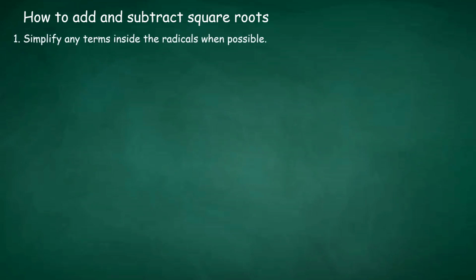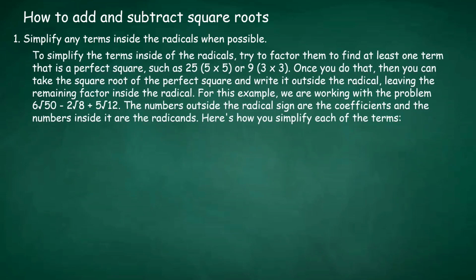How to add and subtract square roots. 1. Simplify any terms inside the radicals when possible. To simplify the terms inside of the radicals, try to factor them to find at least one term that is a perfect square, such as 25, 5 times 5, or 9, 3 times 3. Once you do that, then you can take the square root of the perfect square and write it outside the radical, leaving the remaining factor inside the radical.